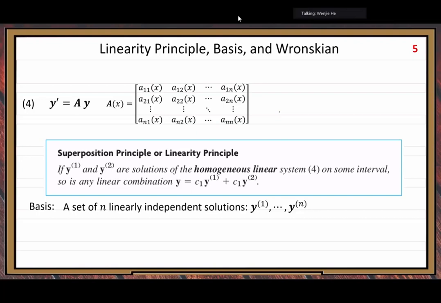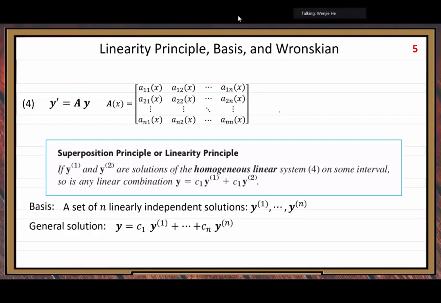Linearly independent solutions. That's the meaning of the basis. If we have this set of solutions, then we can represent the general solution as a linear combination of these basis vectors.